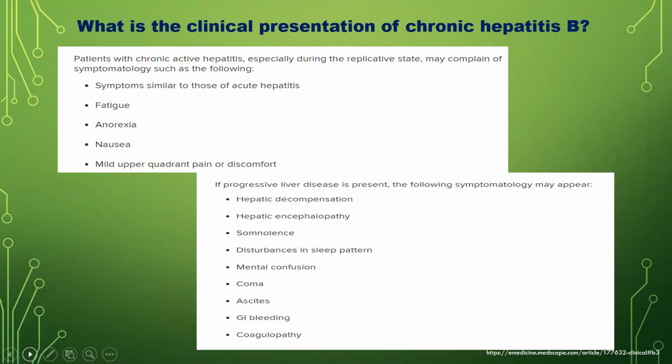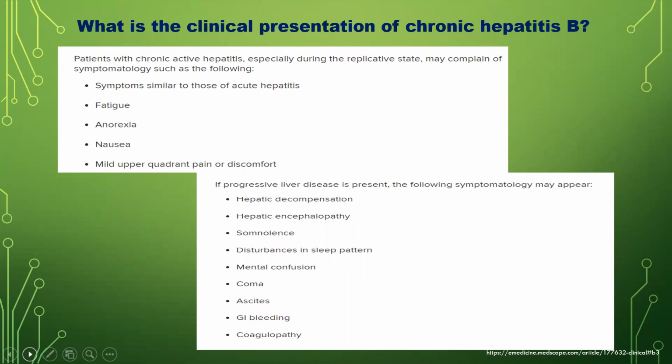What is the clinical presentation of chronic hepatitis B? During the infectious disease course, you will have a chance to study acute hepatitis presentation and treatment, but in internal medicine, we rather deal with chronic hepatitis. So patients with chronic active hepatitis, especially during their replicative state, may complain of symptoms such as the following: symptoms similar to those of acute hepatitis, such as fatigue, anorexia, nausea, and mid-upper quadrant pain or discomfort.